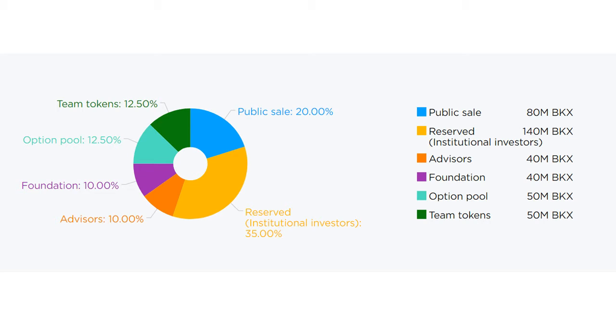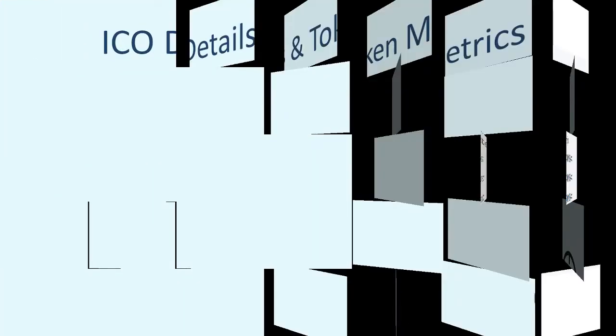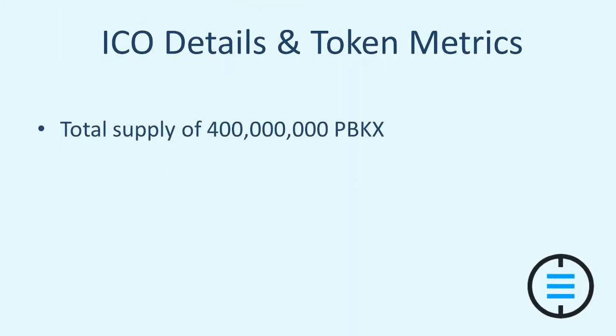Now this means that the public sale will be for 80 million BANKEX tokens. The reserved amount for institutional investors is 140 million. The advisors will receive 40 million, foundation 40 million, option pool will be 50 million, and the team tokens 50 million. So there will be a total supply of 400 million.